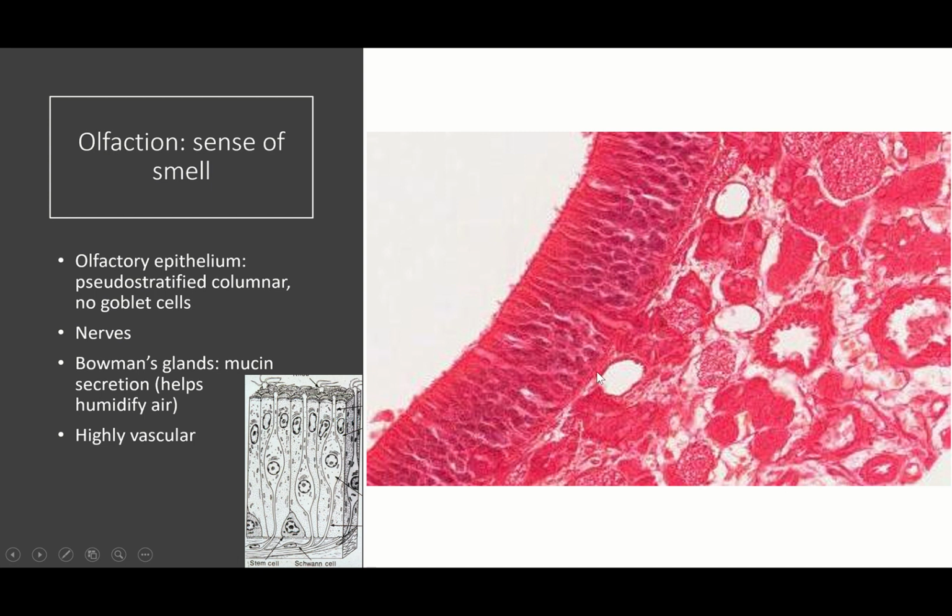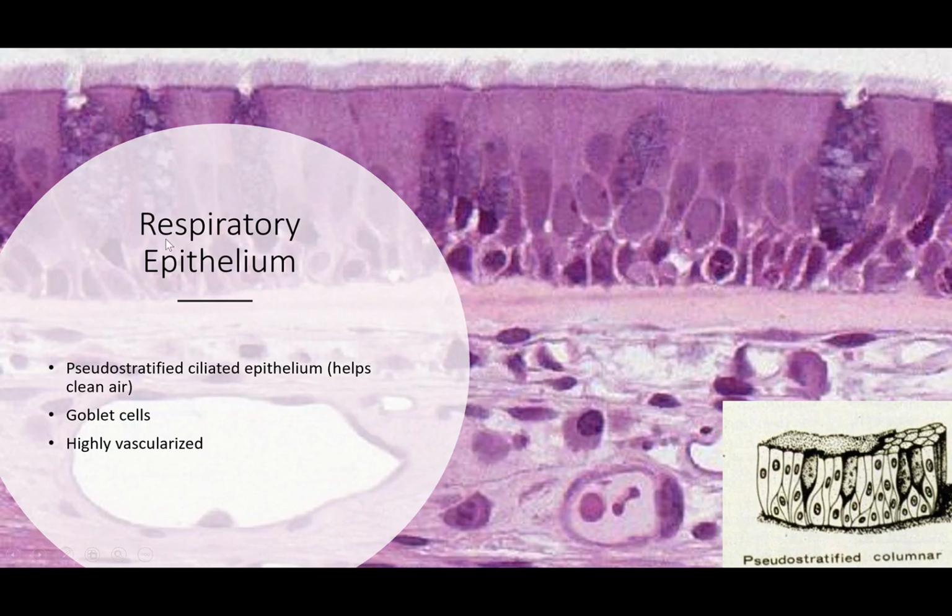And then also it's highly vascular, right? There's a lot of blood vessels in here, in your nose. Okay, so now we're looking at respiratory epithelium, and remember we said that's more towards the back of your nose, and then we'll see it's further down the conducting portion of your respiratory system. So now we have respiratory epithelium, and it looks similar, but it's not the same, right?